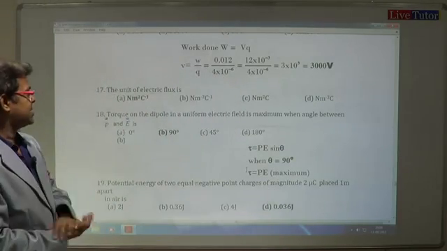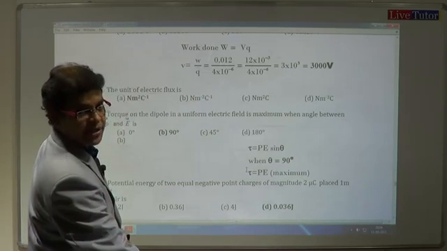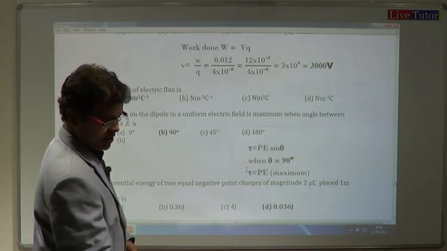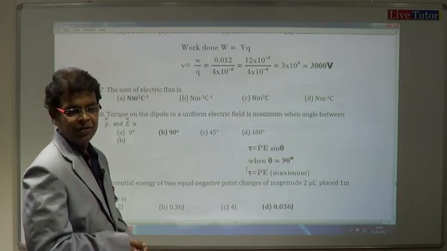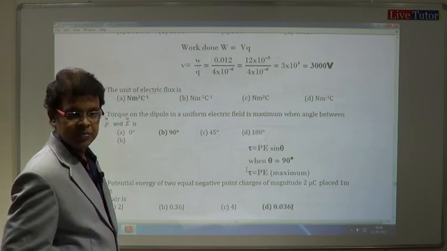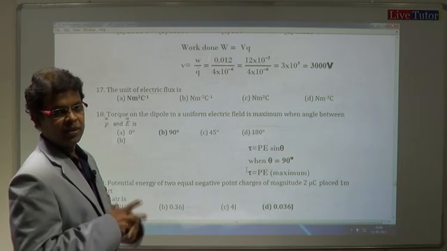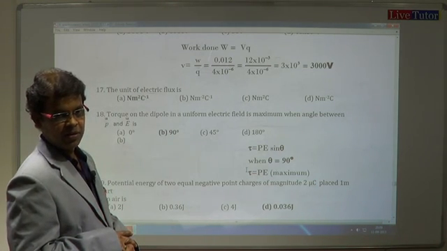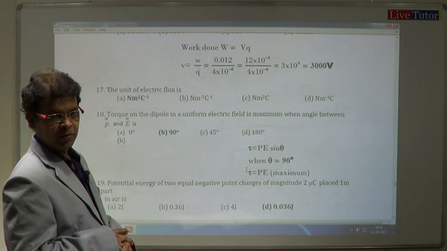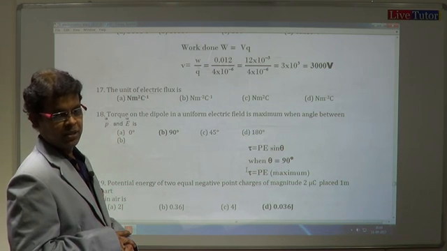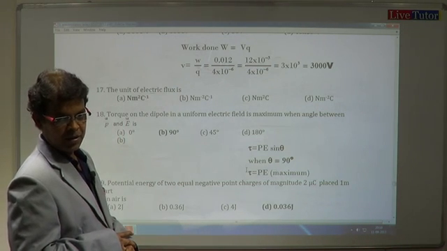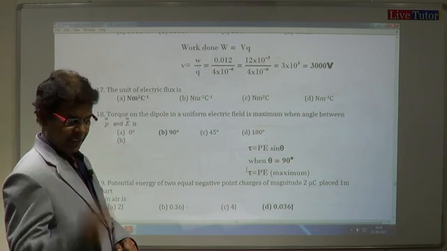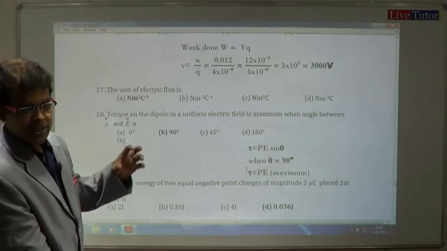The other one is the unit of electric flux. What is electric flux? Can you tell me, Yuvraj? We studied it last time. We revised the 3 marks, right? Electric flux. The number of electric lines of force passing through a given area. Electric flux is defined as the total number of electric lines of force passing through a given area.